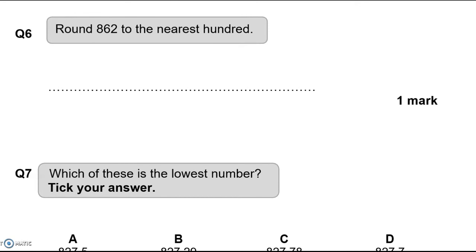Round 862 to the nearest 100. So locating first the hundreds digit, which is the 8. And we're going to look at the 6 to determine what happens to that. Do we keep it as 800 or 900? This is closer to 900 because this digit is a 6. 5 and above means rounding this up. So 900 is the answer.